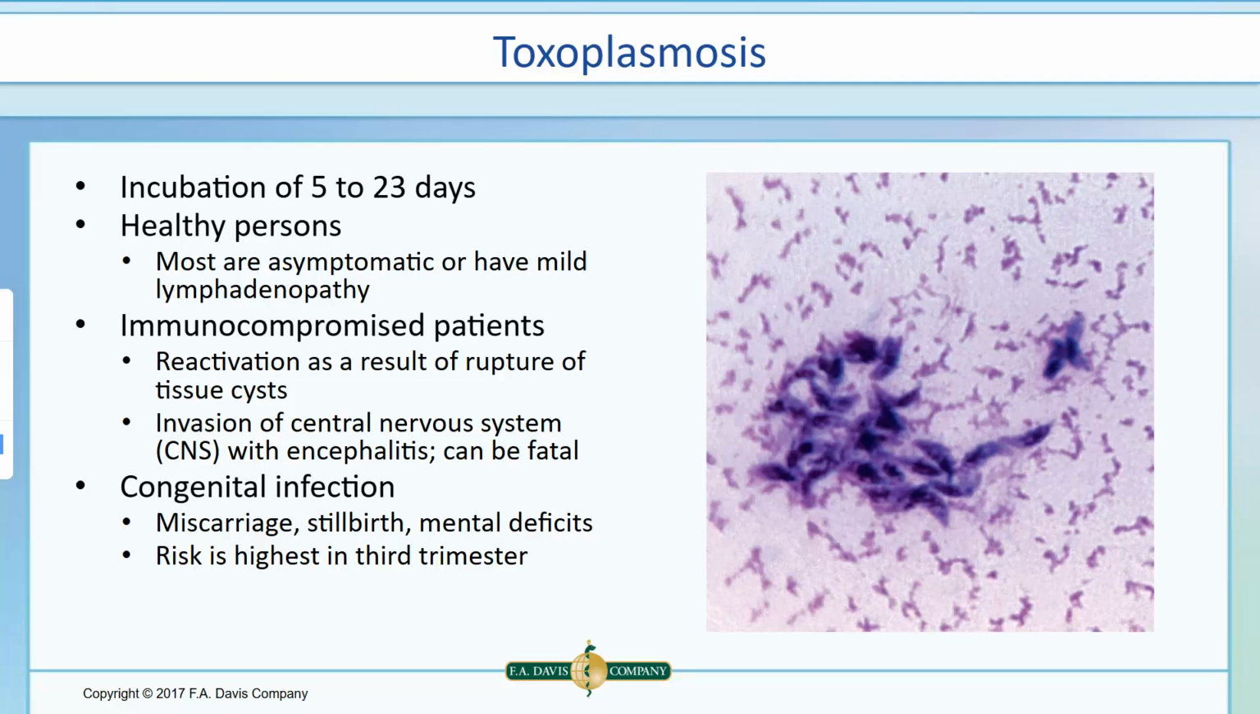And then there's that congenital infection. Congenital means it's acquired through birth or while the baby is in utero. That can lead to miscarriage, stillbirth, mental deficits. The risk is higher in the 3rd trimester. So if mom gets initially infected, or if the mom is infected and those cysts rupture and happen to spread to the baby, that's when the highest risk is, in the 3rd trimester.